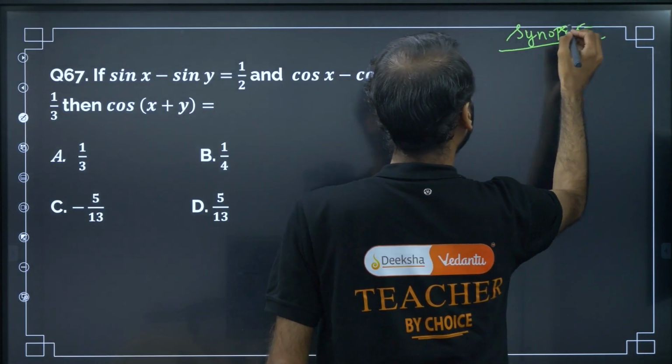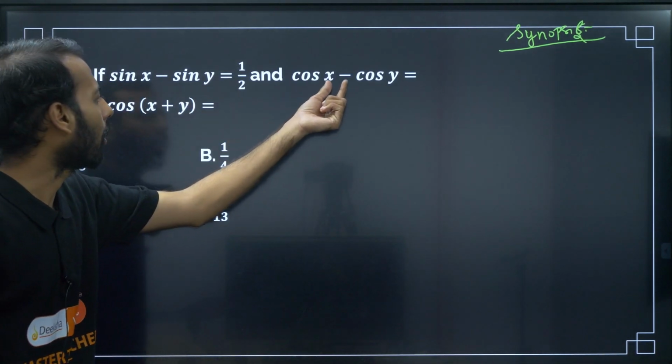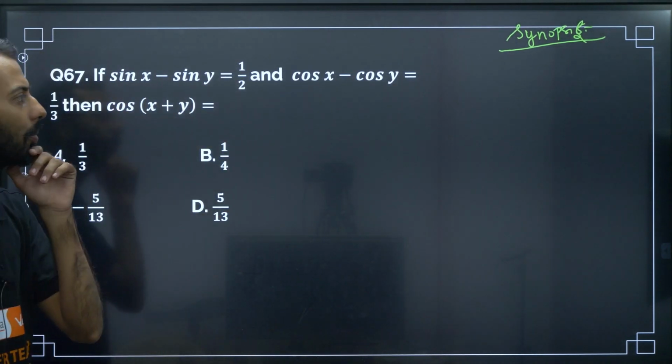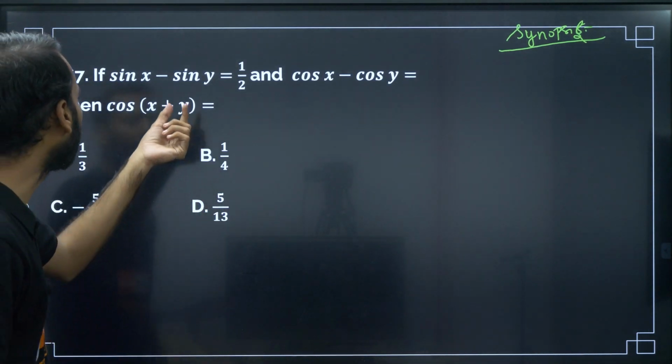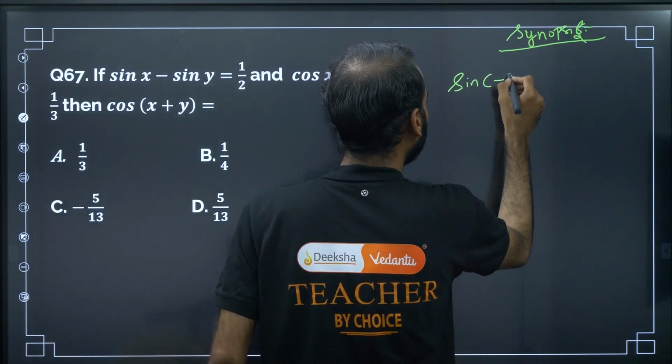Some points you should be knowing. If sin x minus sin y is equal to 1 by 2, and cos x minus cos y is equal to 1 by 3, then cos of x plus y is what? So in synopsis, what all points should you be knowing? Sin c minus sin d. Any idea about what sin c minus sin d is?